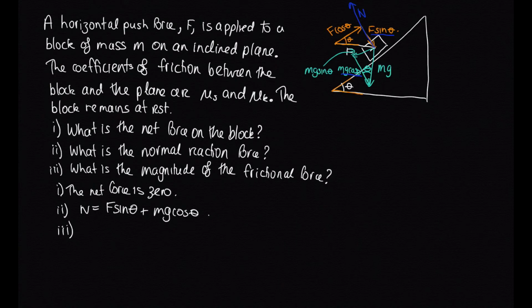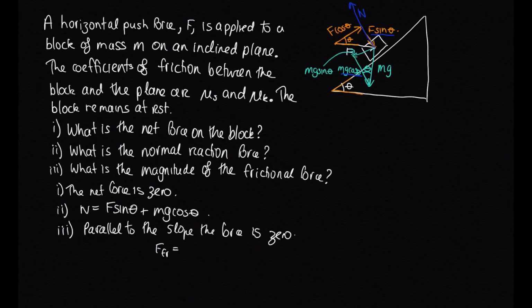Okay, now part 3 asks us what is the magnitude of the frictional force. Now, this one, it's easy to get confused over. It's actually quite simple because the net force is 0. So parallel to the slope, the force is 0. So the frictional force must be equal and opposite to the other two forces.